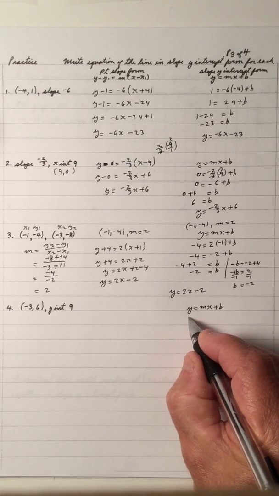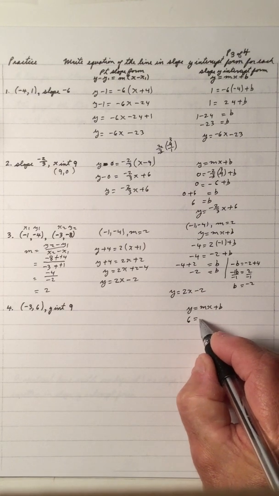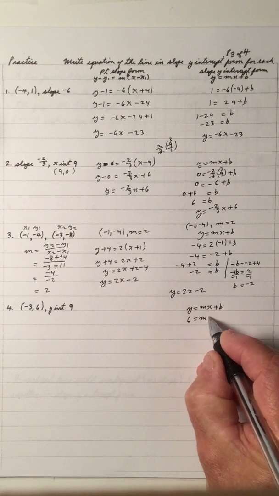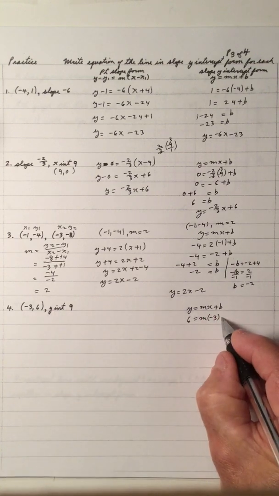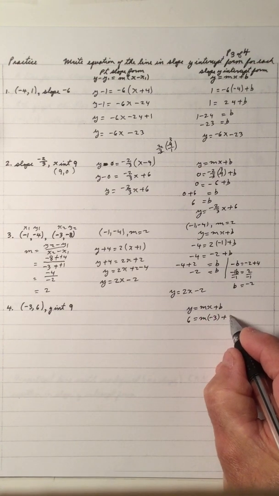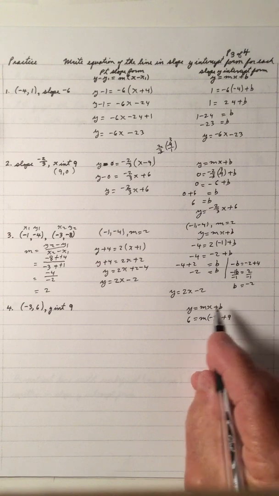So I have a y, which is 6. I don't have my slope. I have x is negative 3. And my y-intercept is 9. That's my b, so b is 9. So the only unknown is my slope.